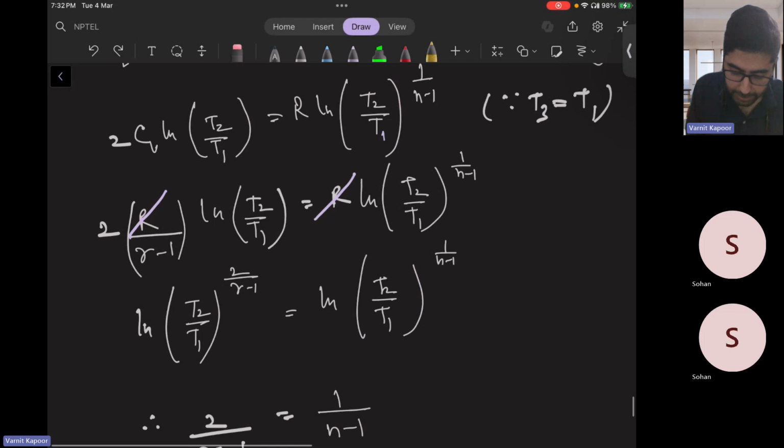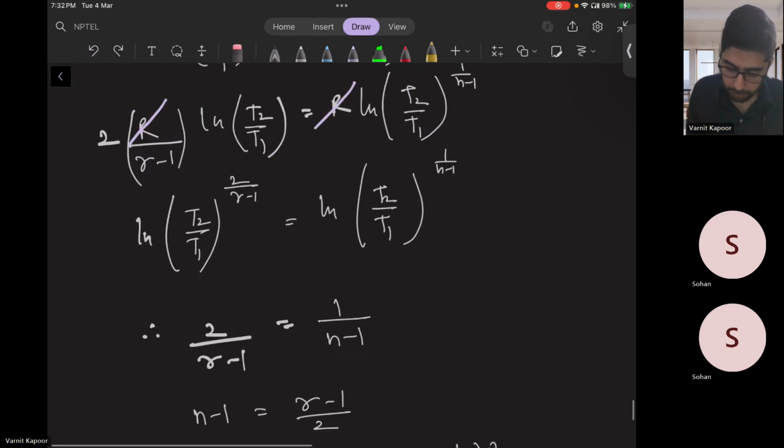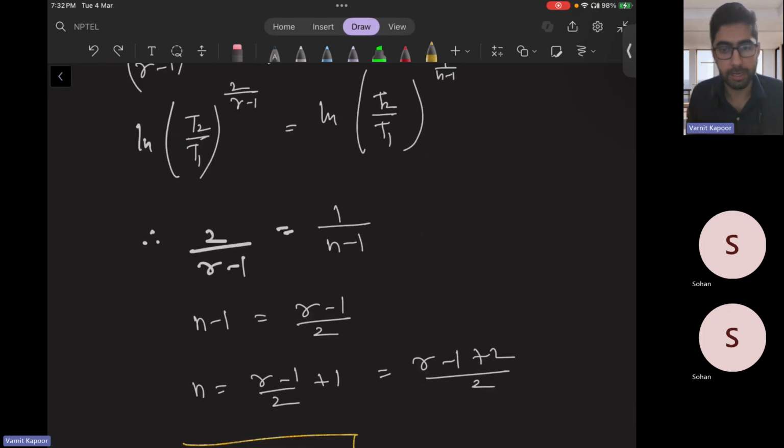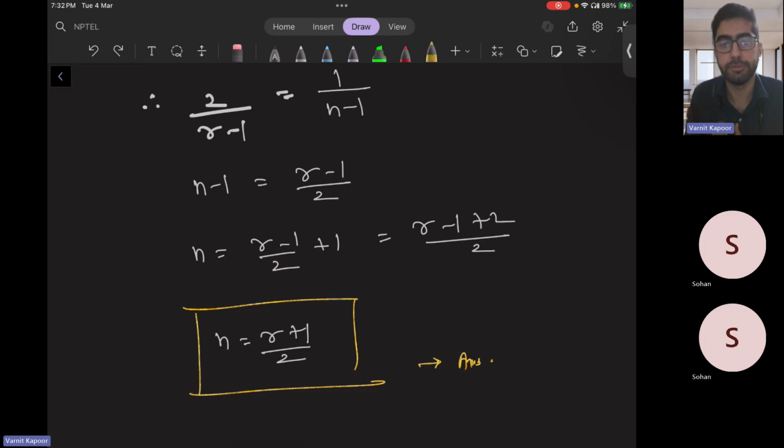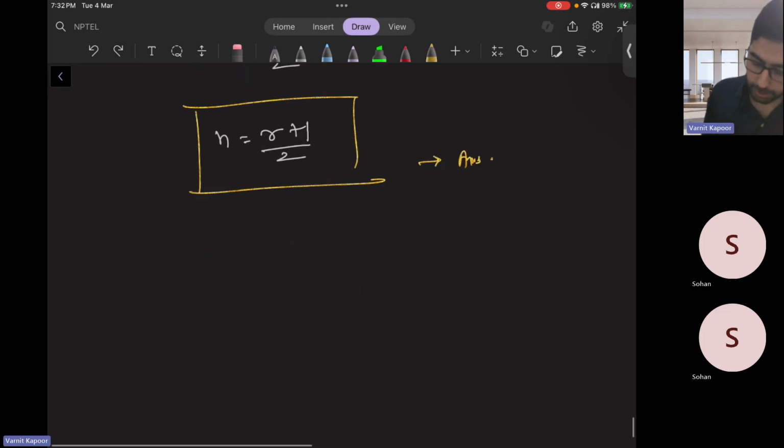Now CV can be written as R upon gamma minus 1. So R and R cancel out. You are left with these two. Okay. Both the bases are same for the log. Exponents can be compared. 2 over gamma minus 1 is equal to 1 by n minus 1. From here, after solving, n comes out to be gamma plus 1 by 2. Okay, that was required. Polytropic index in terms of adiabatic index. Okay, good question. All right, let's come to another question.